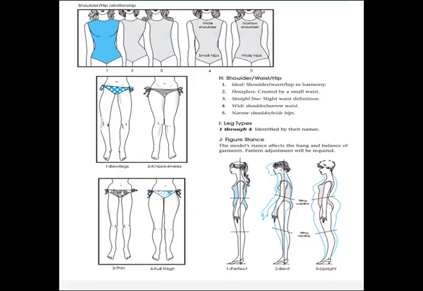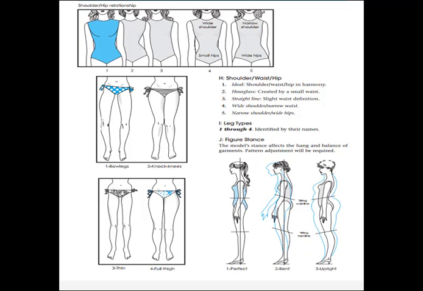H. Shoulder, waist, hip. 1. Ideal, shoulder, waist, hip in harmony. 2. Hourglass, created by a small waist. 3. Straight line, slight waist definition. 4. Wide shoulder, narrow waist. 5. Narrow shoulder, wide hips.